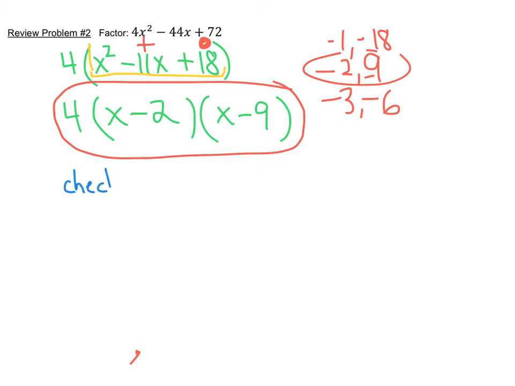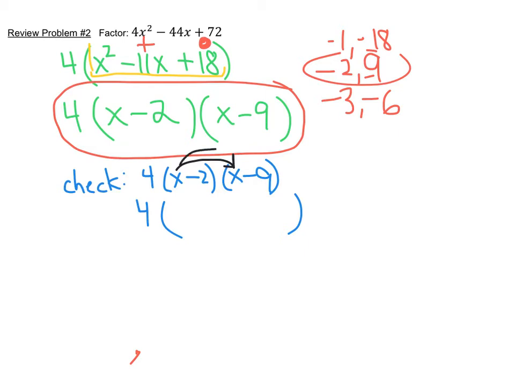So write down the word check, rewrite it, and we can only multiply 2 items at a time. So let's multiply the parentheses first, and so let's distribute by the x, and then we'll distribute by the -2. So x times x is x squared. X times -9 is -9x. And -2 times x is -2x. And -2 times -9 is positive 18.